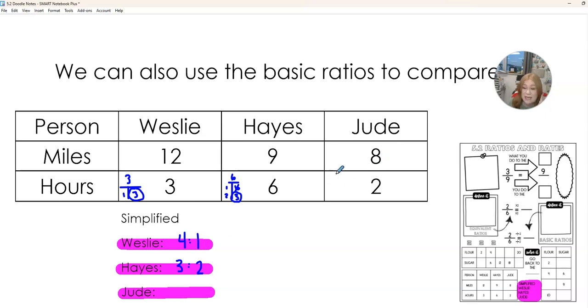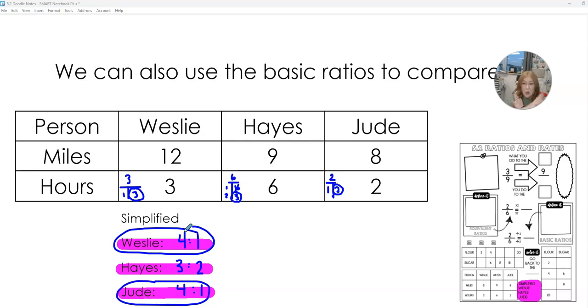So now we have 8 and 2. So we're going to list factors of 2, which are 1 and 2. And 8 can divide by 2. So 8 divided by 2 is 4. And 2 divided by 2 is 1. So I can see that Wesley and Jude were actually running at the same rate. She just did 1 more hour than he did, but they were both running 4 miles every hour.